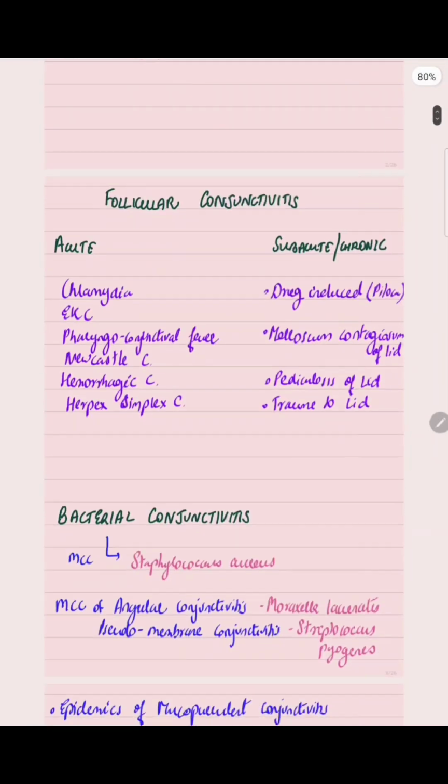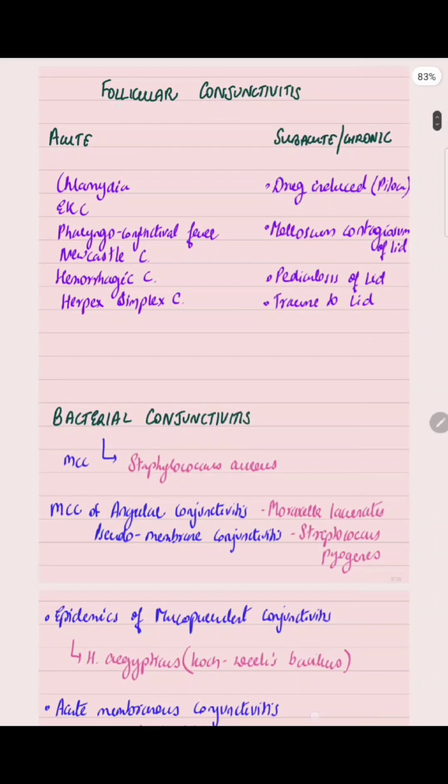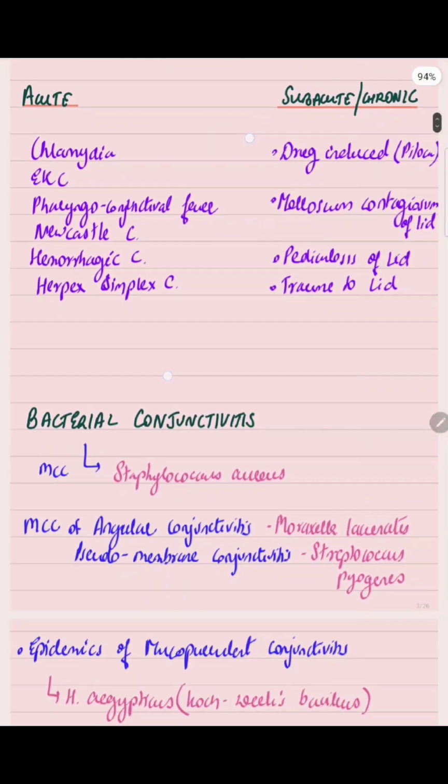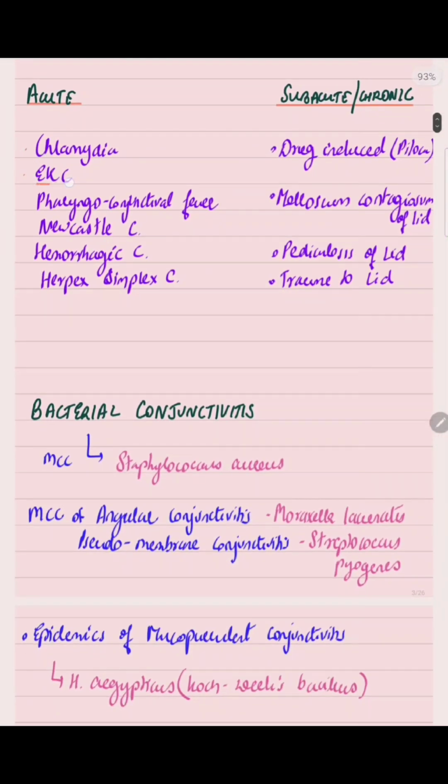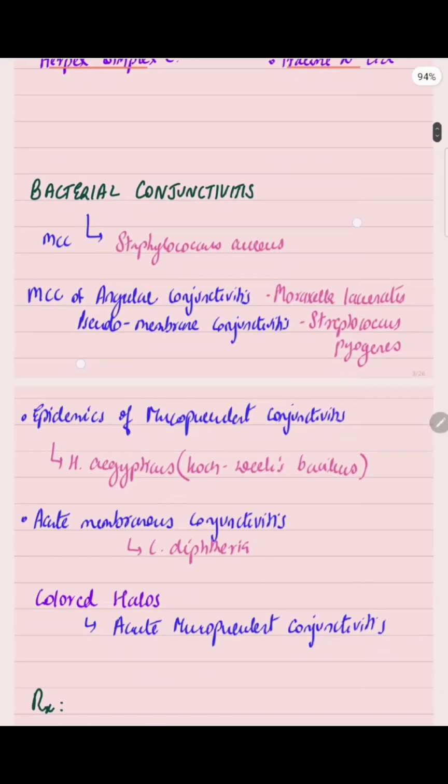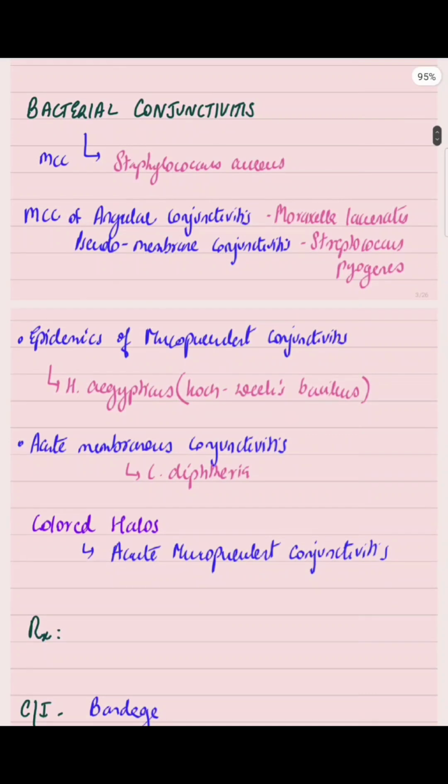Now coming to follicular conjunctivitis. Follicular conjunctivitis can be acute, subacute, or chronic. Acute follicular conjunctivitis is usually seen in chlamydia, epidemic keratoconjunctivitis, pharyngoconjunctival fever, Newcastle conjunctivitis, hemorrhagic conjunctivitis, and herpes simplex conjunctivitis. Subacute or chronic follicular conjunctivitis is seen in drug-induced (pilocarpine), molluscum contagiosum of lids, pediculosis of lids, and trauma to the lid.